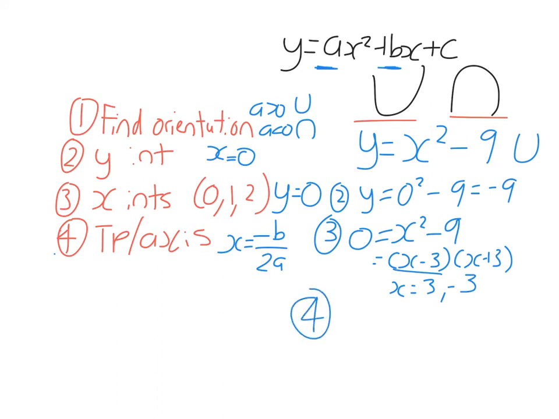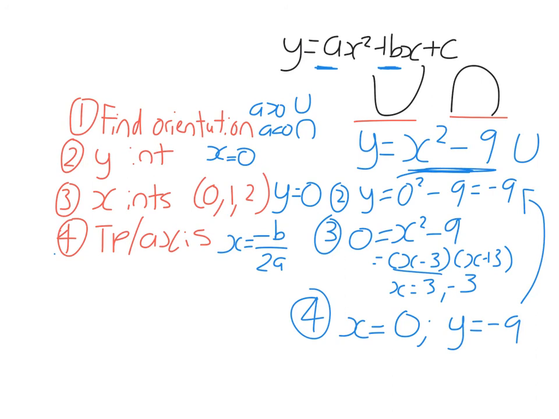So for the turning point, here the number in front of x is 0 because there's no term with x in this. So the turning point will be x is 0 because b is 0. So that's the x-coordinate of the turning point. It's also the axis of symmetry. And if x equals 0, y equals minus 9, as we figured out before.